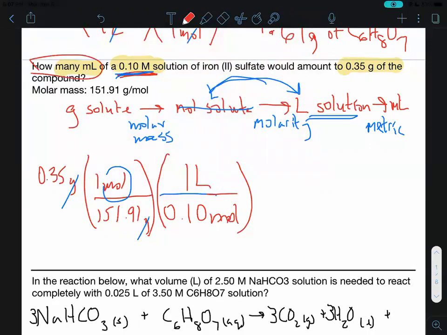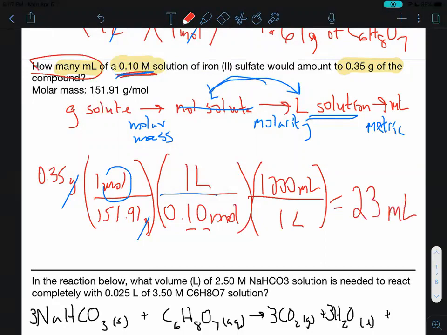The problem is asking for milliliters, so I want to go a step further and say there's 1,000 milliliters in 1 liter. So in my calculator, that's 0.35 divided by 151.91 divided by 0.1 times 1,000 gives me 23.0 milliliters. Or actually, got two sig figs, so 23 milliliters.